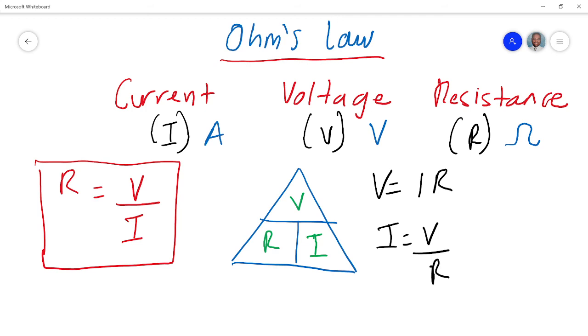You can see even from this formula that your current is directly proportional to your voltage, but inversely proportional to your resistance. So this is the formula required to calculate resistance, which involves voltage and current. Resistance is voltage over current. Voltage is current times resistance, and current is voltage over resistance.